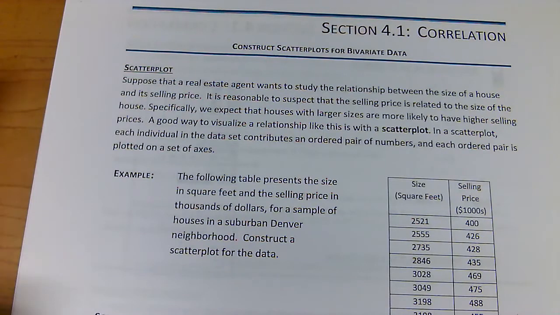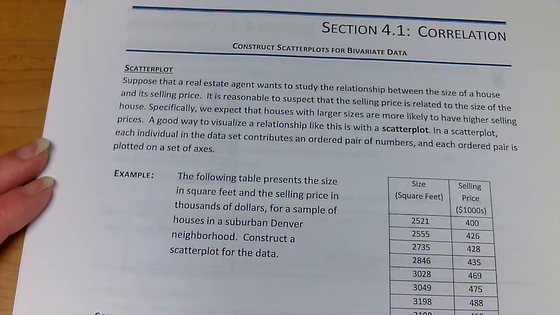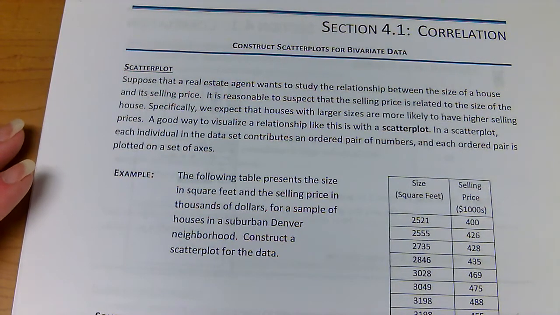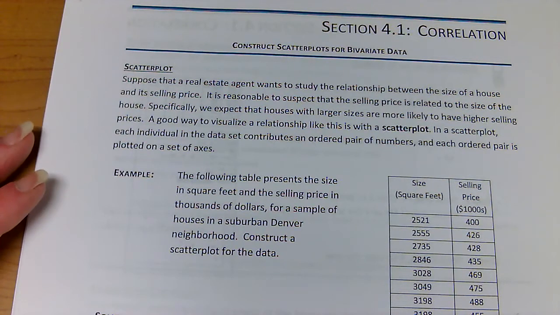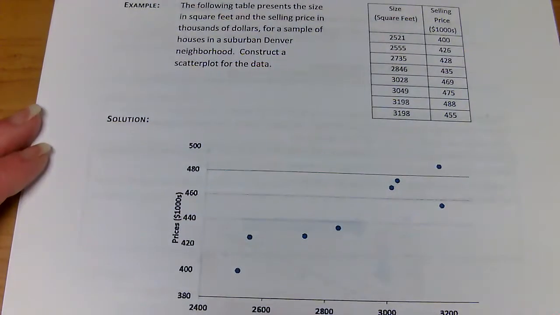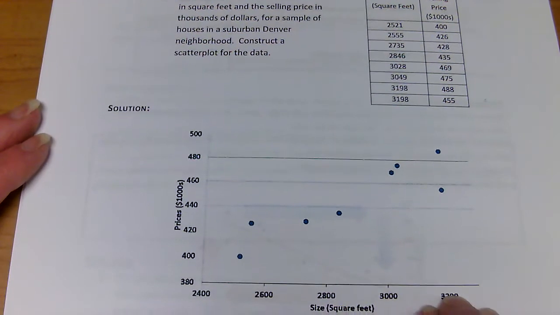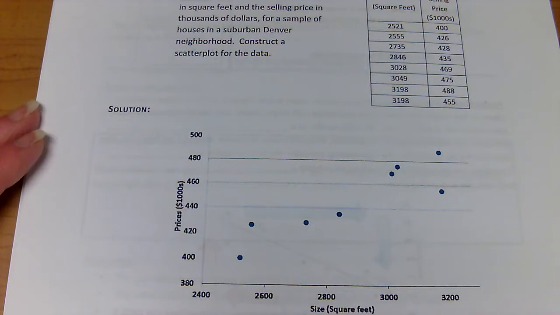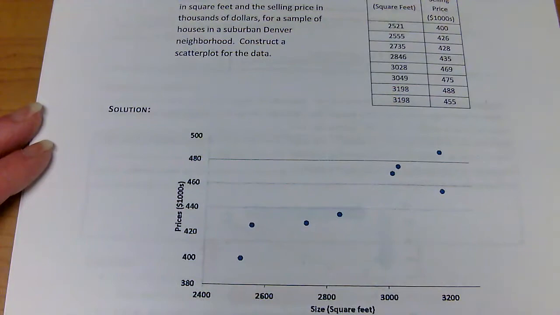So a good way to visualize this is with a scatter plot. In a scatter plot, we take one of the variables for the horizontal axis and one for the vertical axis. Usually we want what we call the explanatory variable, the one that's affecting the other one, to be on the horizontal. So if we look at this one, we have the size as our horizontal axis and our selling price as the vertical axis, because she's suspecting that the size affects the selling price.